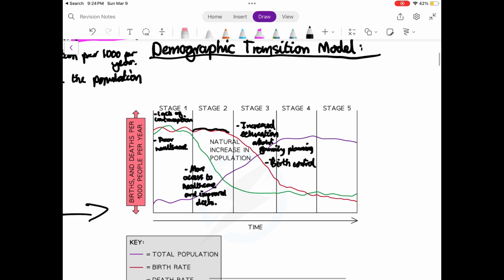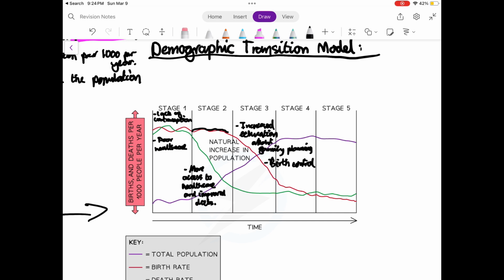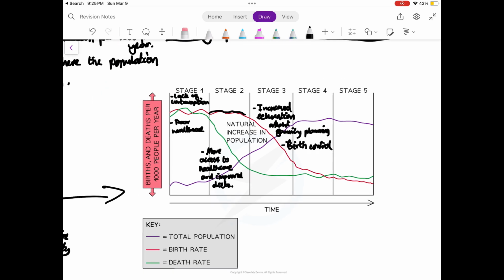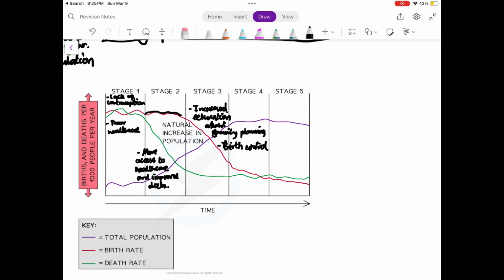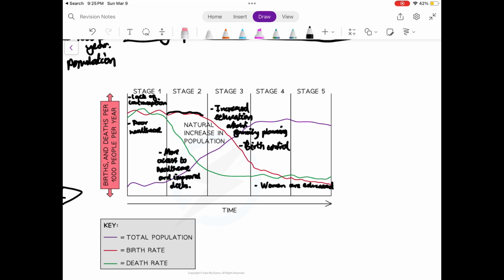Okay, so then stages 4 and 5 are quite similar, so I'll just combine them into one. You can see that the birth rate and death rate start to flatten, and the reason for the birth rate flattening is because women are educated, so they're more likely to have careers, and therefore they'll have children at a later age. The death rate still remains low, and it keeps fluctuating, and then it'll remain like that until the end of the DTM in stage 5.